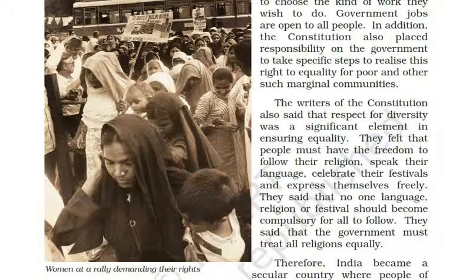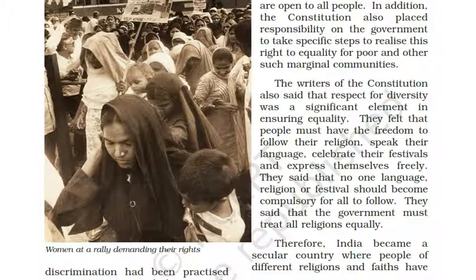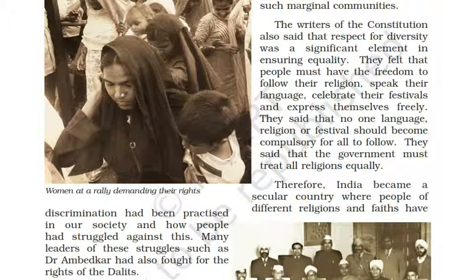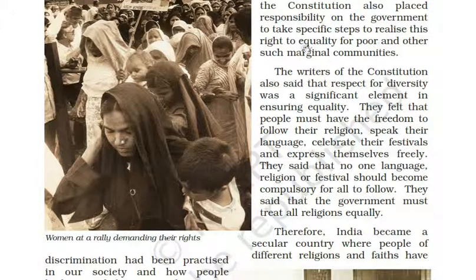In addition, the Constitution also placed responsibility on government to take specific steps to realize this right to equality for poor and other such marginal communities. The writers of the Constitution also said that respect for diversity was a significant element in ensuring equality. They felt that people must have the freedom to follow their religion, speak their language, celebrate their festivals, and express themselves freely. They said that no one language, religion, or festival should become compulsory for all to follow.